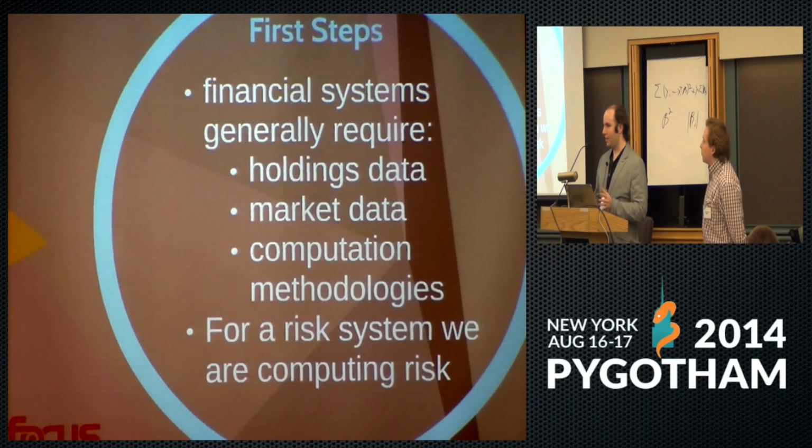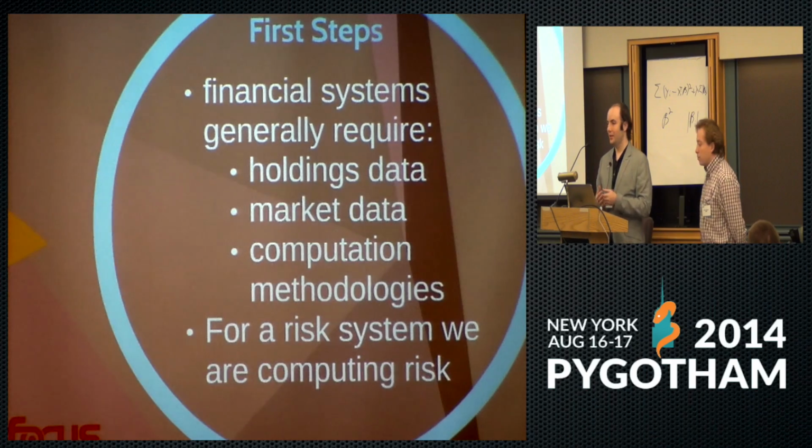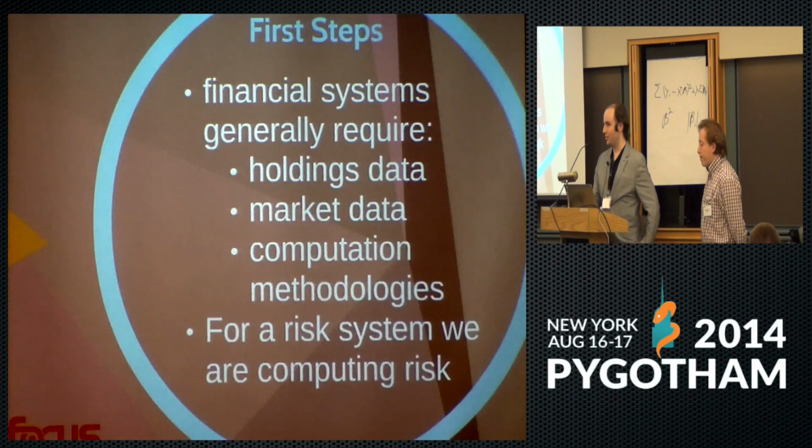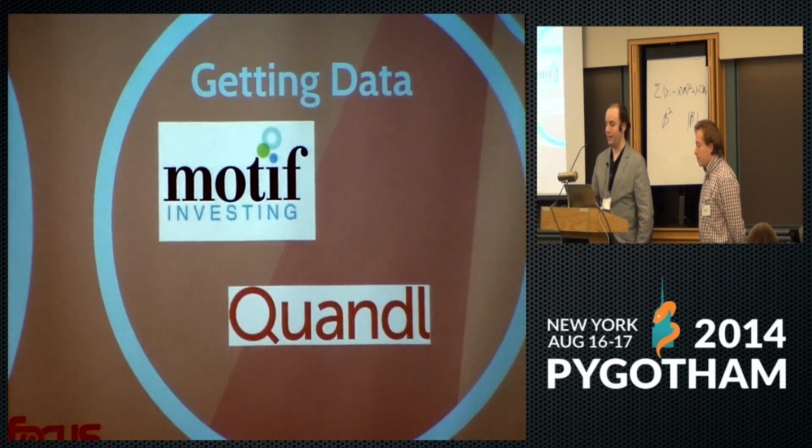So without even looking at what we're building, financial systems are always going to be looking for 3 things. They're going to be looking for data on the holdings, what assets are being analyzed. They're going to be looking for market data, and then they're going to be looking for computation methodologies. So this is a risk system. The computation is going to be risk, but we'll start with the holdings and the market data.